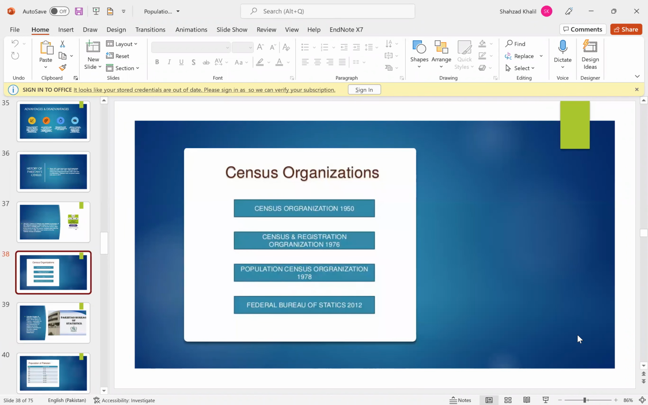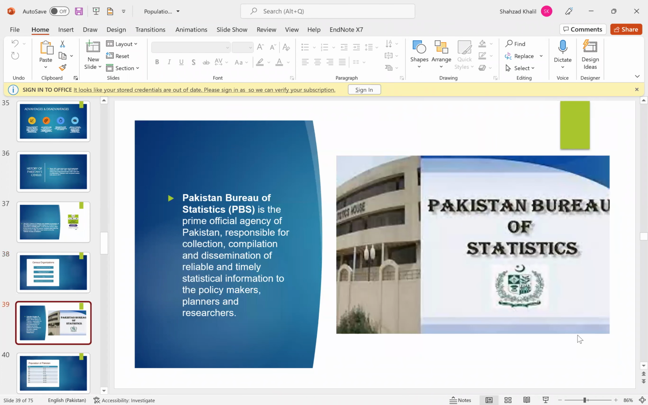Census Organization: initially it was Census Organization in 1950, then Census and Registration Organization in 1976, then it was upgraded as Population Census Organization in 1978, and lastly, Federal Bureau of Statistics in 2012. Pakistan Bureau of Statistics (PBS) is the prime official agency of Pakistan responsible for collection, compilation, and dissemination of reliable and timely statistical information to the policymakers, planners, and researchers.